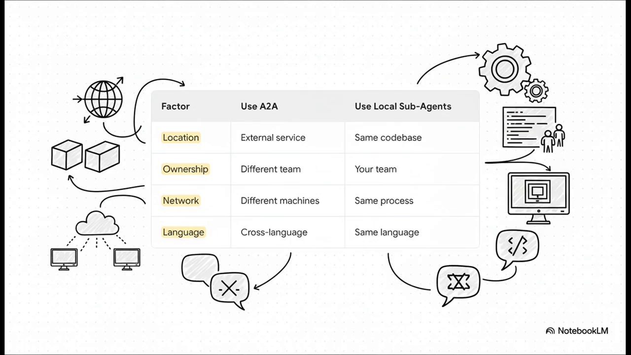So that brings up a good question. When do you use this powerful A2A thing versus just a simpler local sub-agent? Well, this table lays it out perfectly. The rule of thumb is this. If you're crossing boundaries, we're talking different teams, different code bases, different organizations, maybe even different programming languages, then you absolutely want to use A2A. But if it's all internal, all part of the same project built by your team, yeah, a simpler local sub-agent is probably all you need.